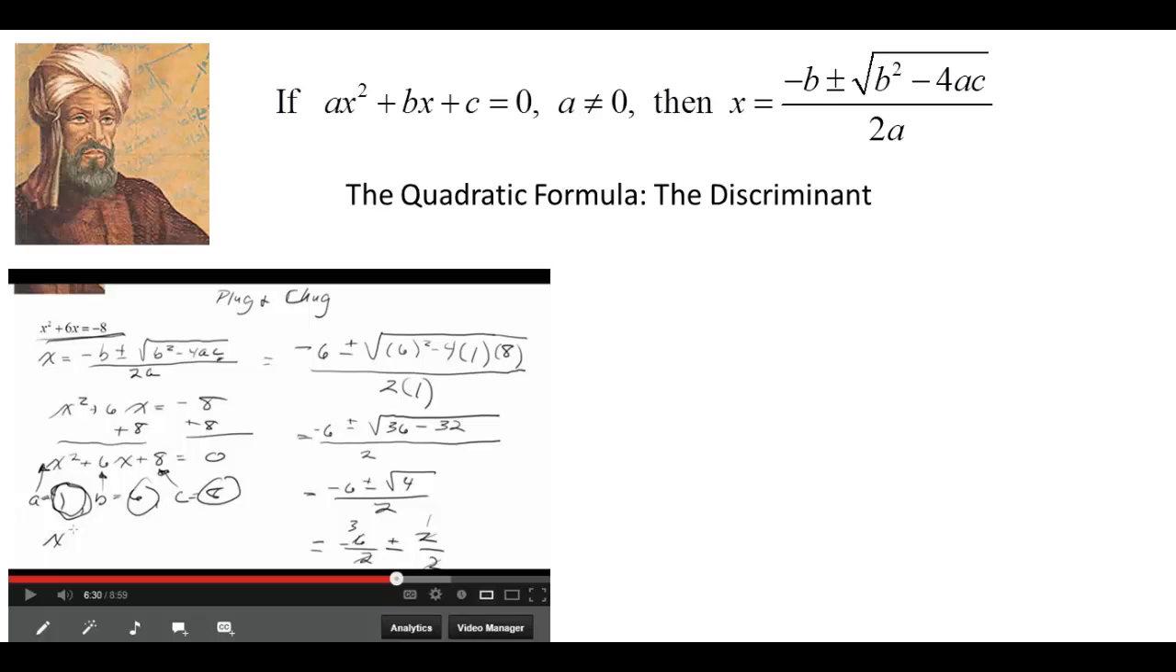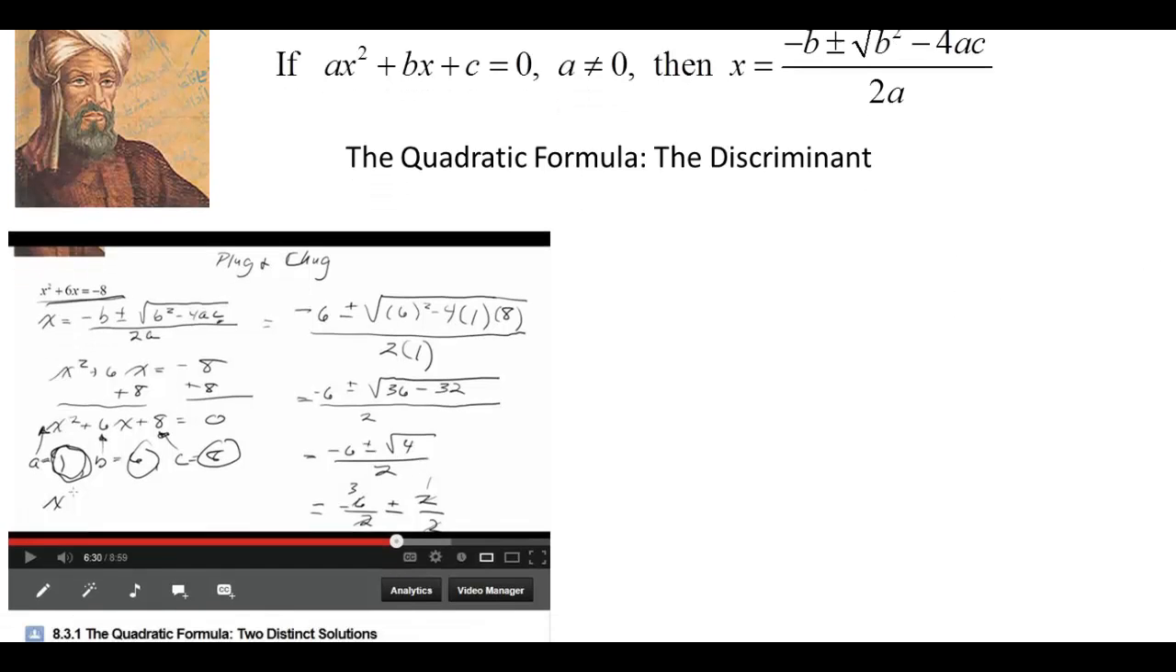Now we're going to talk about the discriminant. The discriminant is part of the quadratic formula. It's the part of the formula that goes underneath the radical sign. And let's see why that's important.